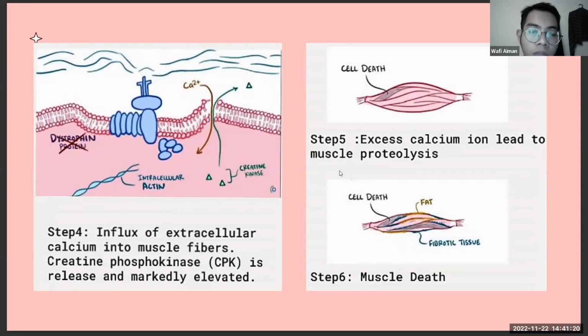And then the creatine phosphokinase (CPK) will be released from the muscle and will be markedly elevated in the blood. And then the next is there will be muscle death due to the excess calcium ion influx into the muscles. The muscle undergoes proteolysis and will be replaced by fibrotic tissue and also fat. So all of this is the simple explanation regarding the pathogenesis of muscular dystrophy.